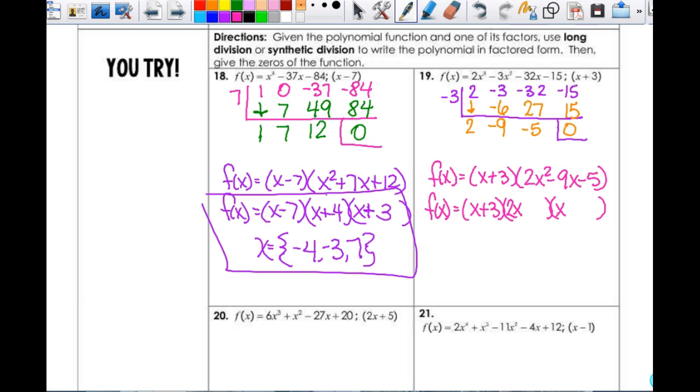If you need more room to factor, you can do that over here in this blank space if you need to.